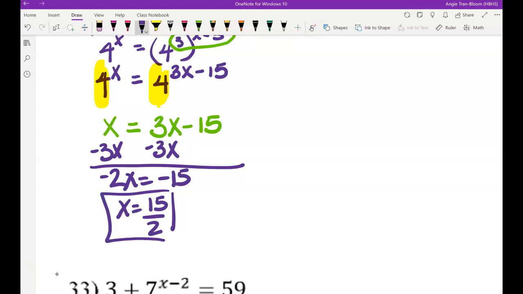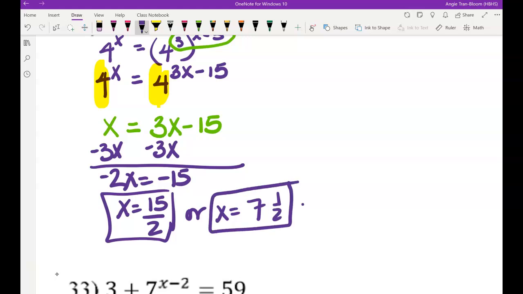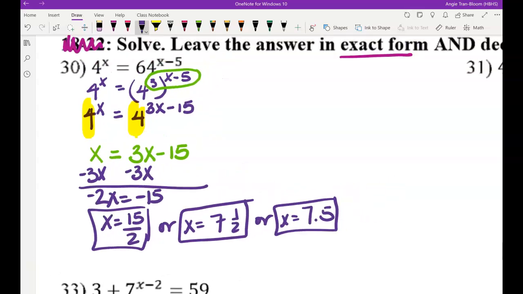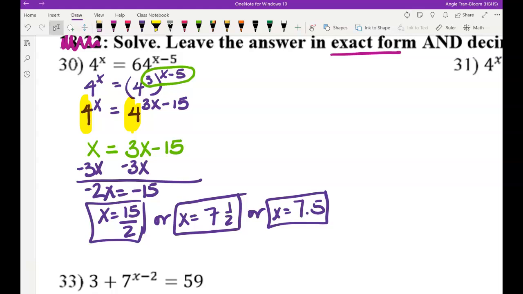This is going to be a good answer to box up. Yes, you could totally write x equals 7.5, because they're all going to be a nice rational number. Okay, so that's a reminder of your easy case.